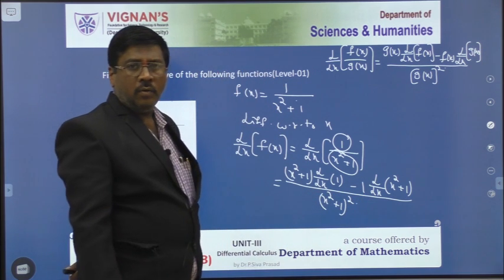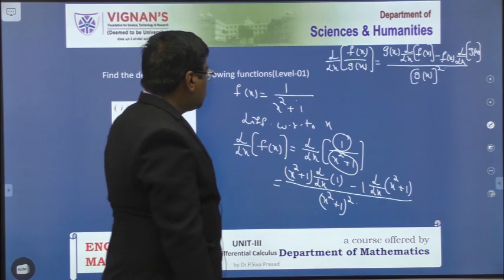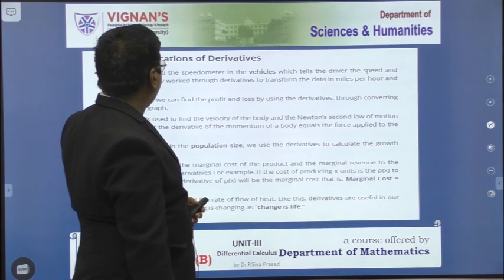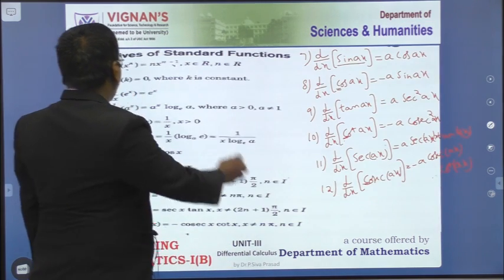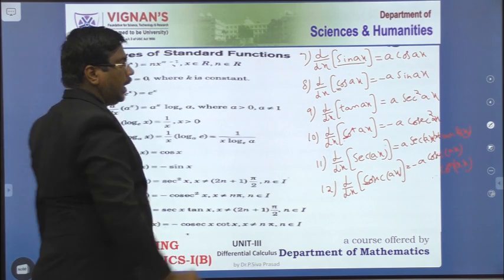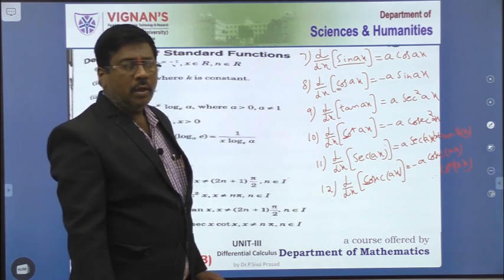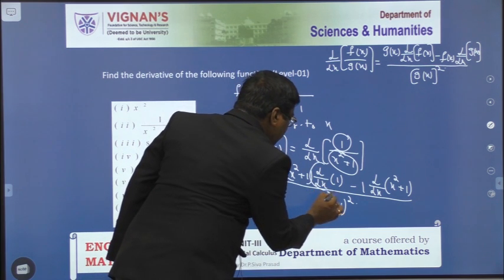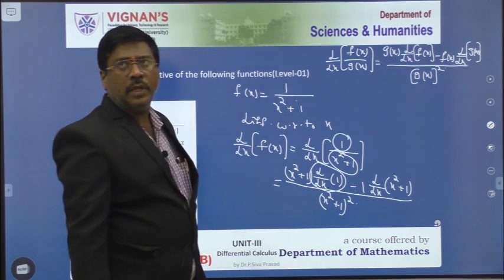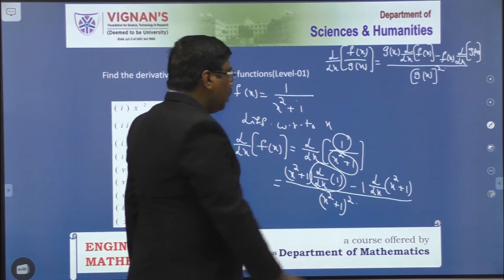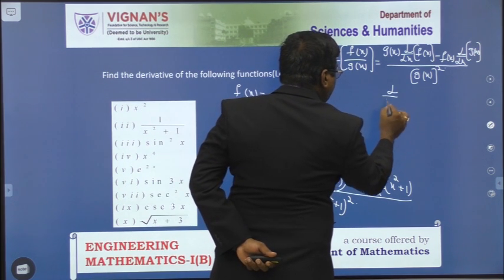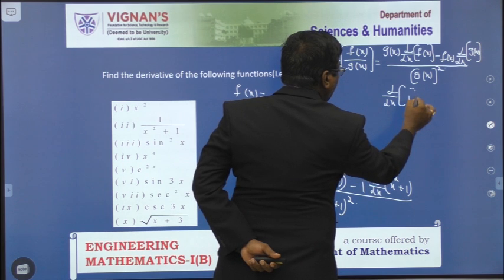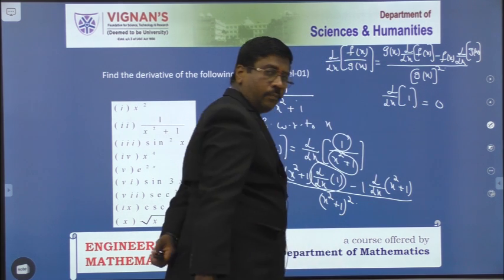x square plus 1 whole square. Now, what is the formula I have to learn? The first one: what is the derivative d by dx of k? K means that is the constant. The constant derivative is 0. Here, d by dx of 1 is 0 automatically. This 1 is a constant, and the constant derivative is 0.